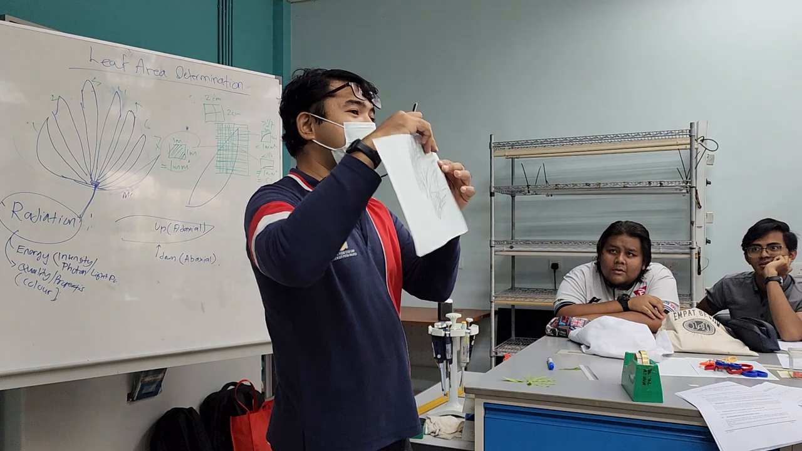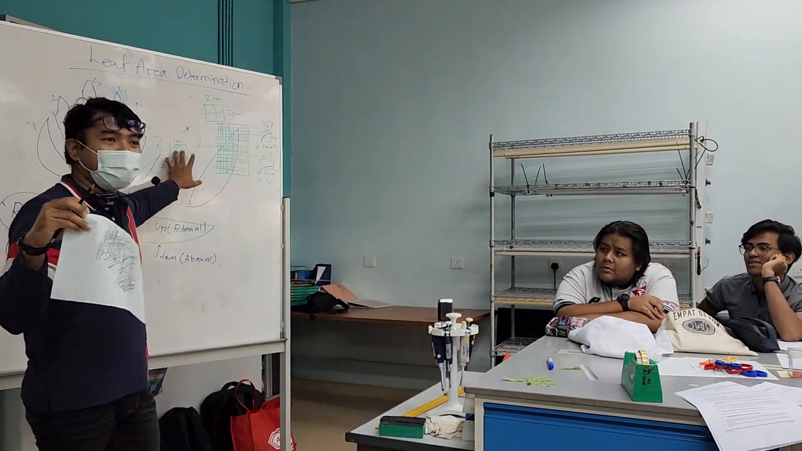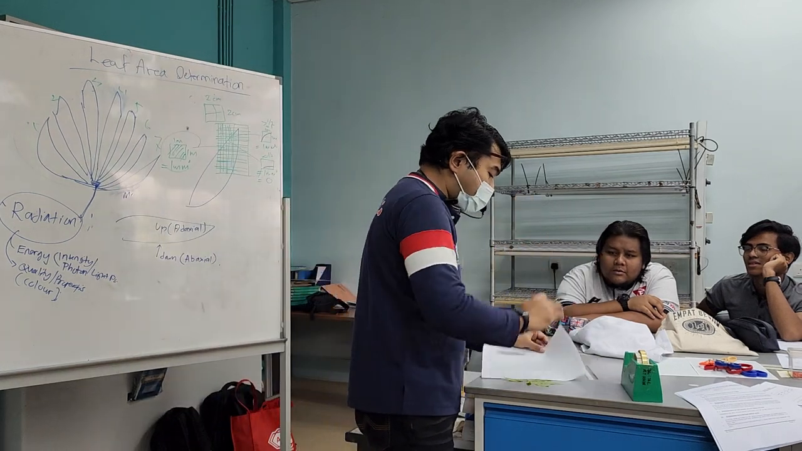Ta-da. Can you count the leaf area now? Easy, right? Okay, so this is the first method.